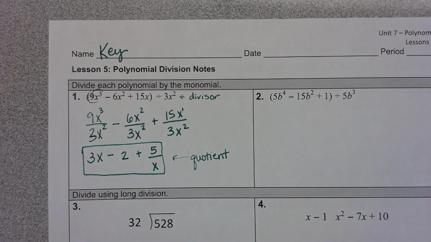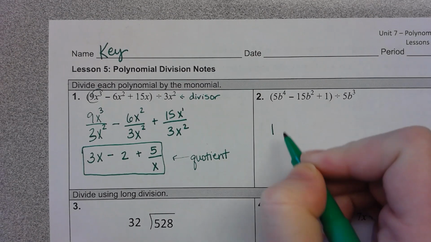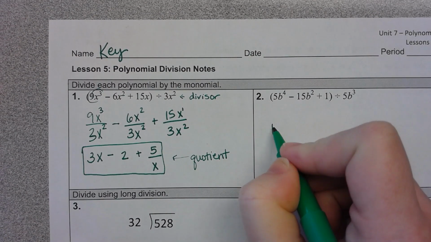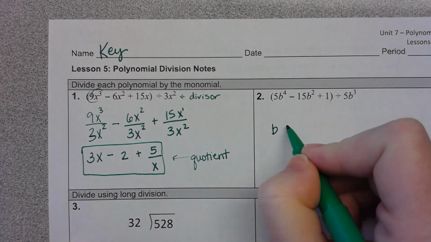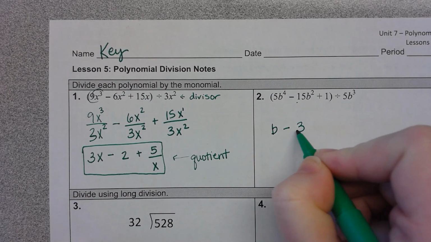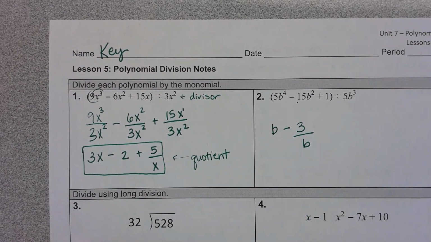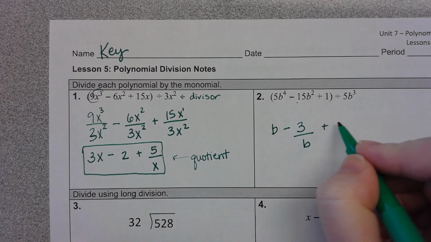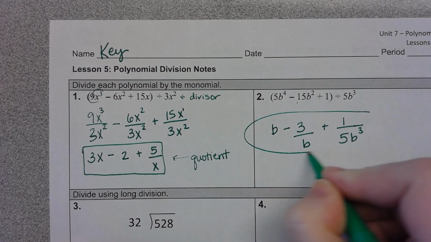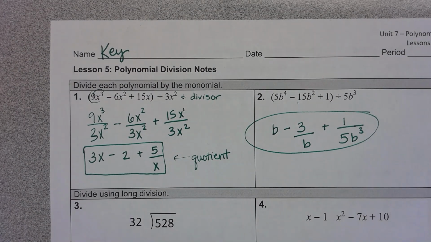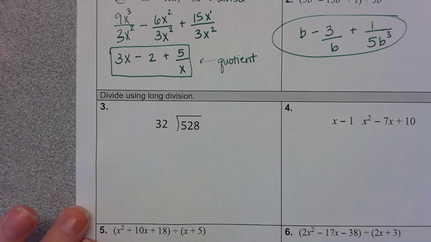All right, so looks like we should get 5 divided by 5 is 1, b to the 4th divided by b to the 3rd is just b. All right, so that first term is b, minus 15 divided by 5 is 3, b squared divided by b cubed is b in the denominator, and then 1 divided by 5b to the 3rd can't be simplified. So there we go. All right, we are going to review long division.